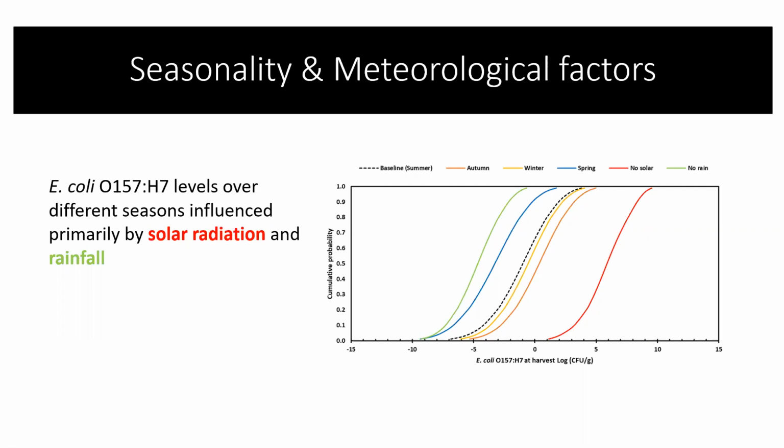environmental events. So to understand the meteorological events, solar radiation, as shown in the red line, and the rain event, as shown in the green line, were excluded from the baseline model to see what the results are. So when you exclude solar radiation from your model, it yielded the highest load of E. coli values at harvest. On the other hand, the exclusion of rain yielded the lowest E. coli levels at harvest for summer conditions.